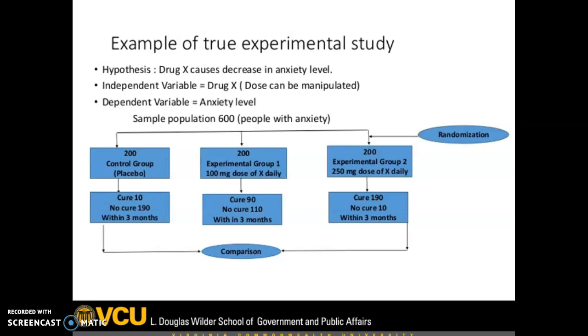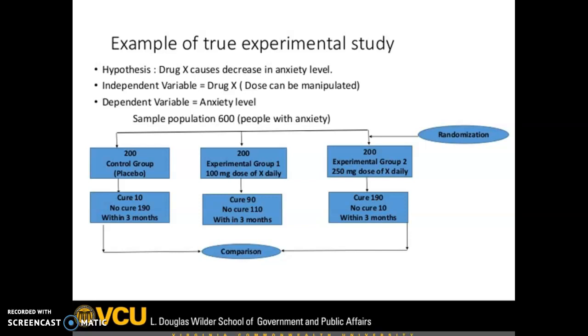This slide shows you a design of an experimental study. The hypothesis is that a medication X causes a decrease in the anxiety level. In this study, we have two experimental groups and one control group. Each group has 200 participants who were randomly assigned to different groups. Experimental group number 1 receives 100 milligrams of medication X every day. The second experimental group receives 250 milligrams of the same medicine. The control group receives a placebo, a sugar pill.